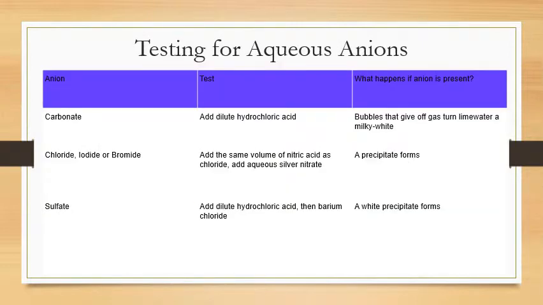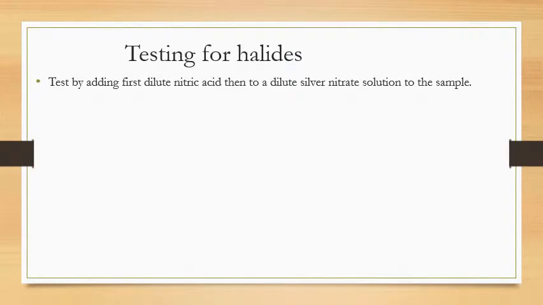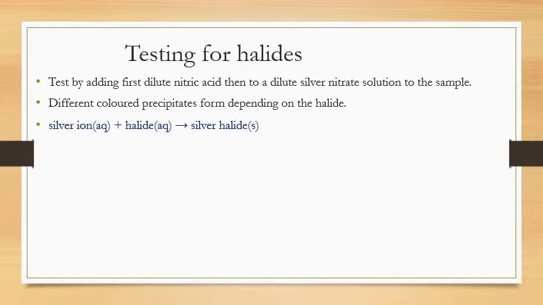So in terms of now testing aqueous anions, so in terms of testing for halides, getting a little bit more in depth, the first thing you did in that table on the previous slide was add dilute nitric acid and then add dilute silver nitrate solution to the sample. Different coloured precipitates form depending on the halide, and you've got to know the different colours. So the general equation is that the silver ion in aqueous solution plus the halide in aqueous solution forms the silver halide solid, and that is basically a swap and drop to form AgX, where X is the halide.